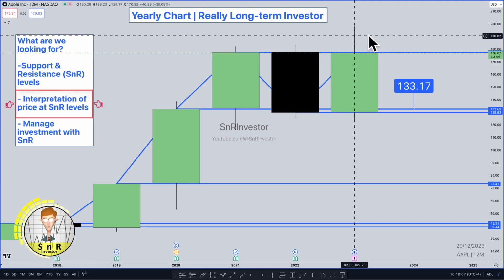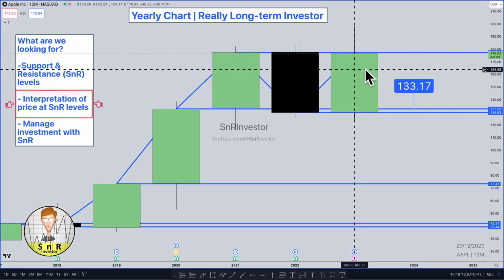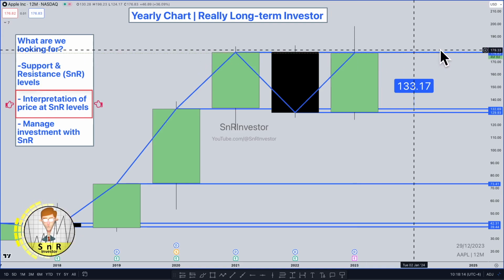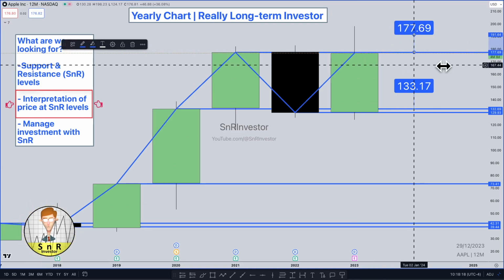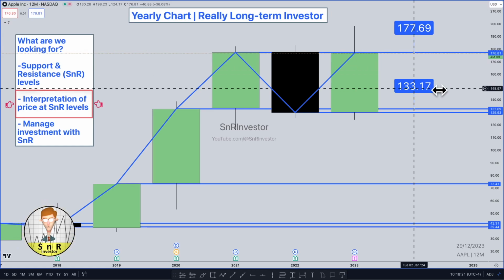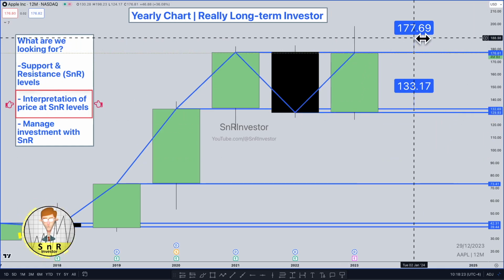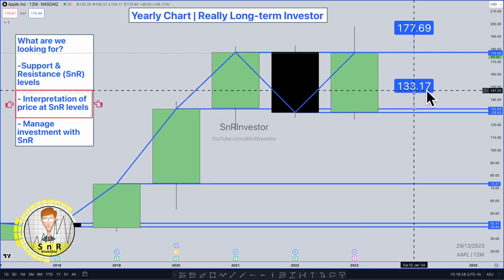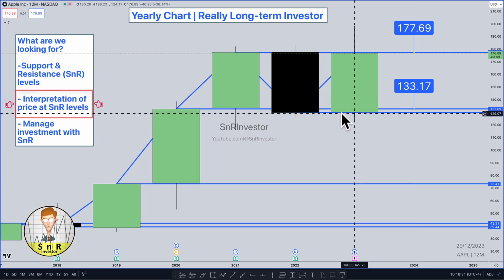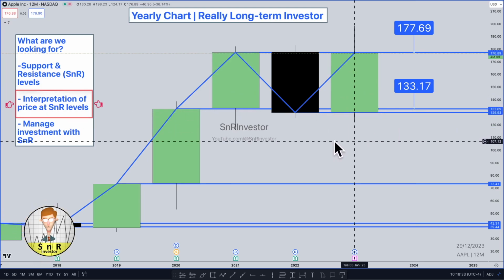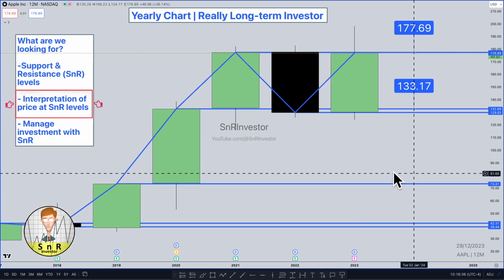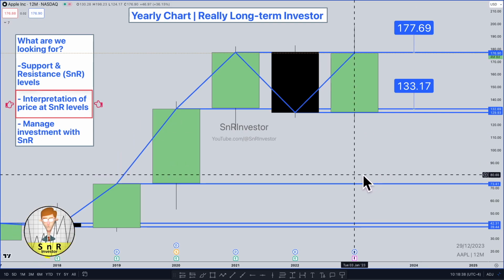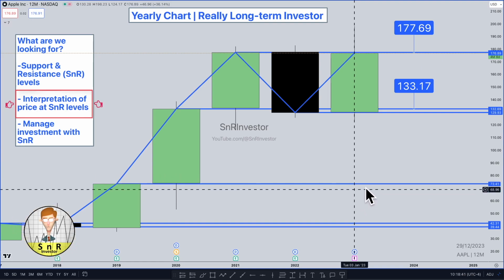So if you are a really long-term investor, what you will be interested in is how this yearly candle closed this year. Does it close above this price, $177, or does it close below $177, or does it close below $133, which means that Apple is definitely in a confirmed downtrend, and possibly it will have to revisit its next support at $73.